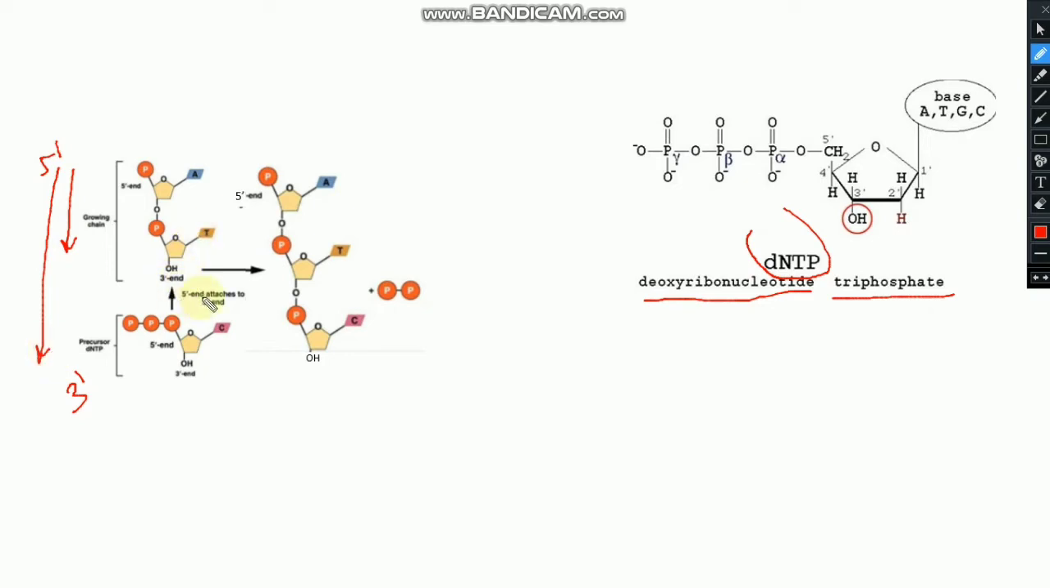So here you see one of the strands. Here you see the cytosine, this base attached here, and the phosphate group attached with this hydroxyl group. Then the phosphodiester linkage is formed, and one of the two inorganic phosphate ions is separated. So this is the reaction by which this strand extends.